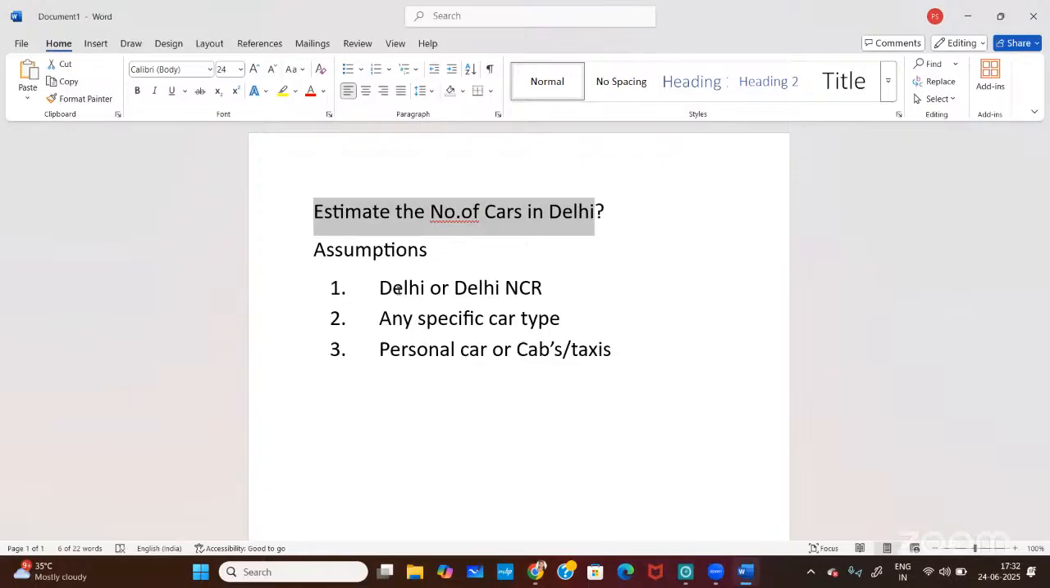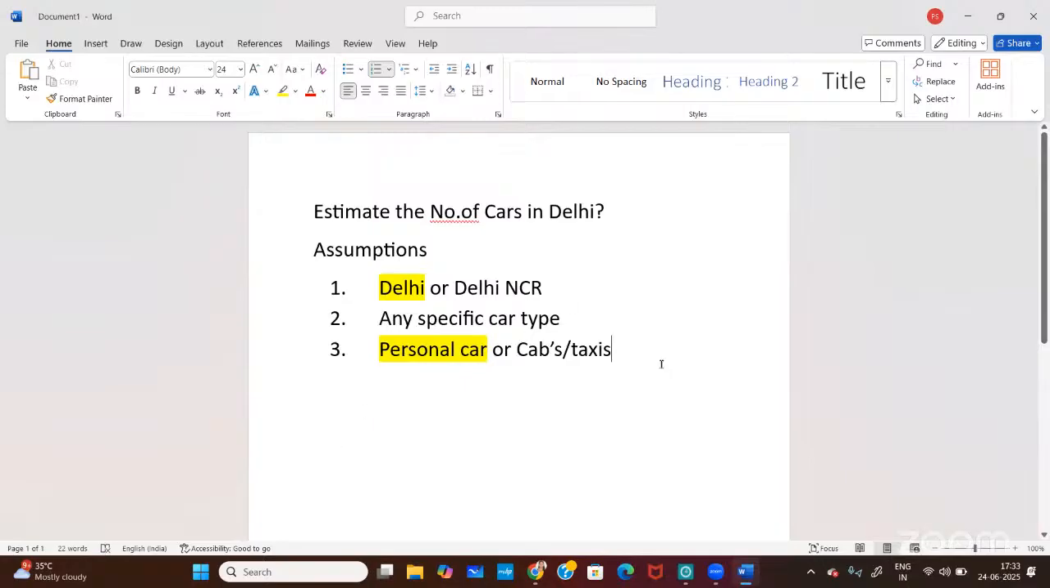And next, how do we approach? Let us assume that we'll go with Delhi, and there is no specific car type, so we'll take all types of cars. We'll also consider the personal cars. Based on this, we'll go ahead.